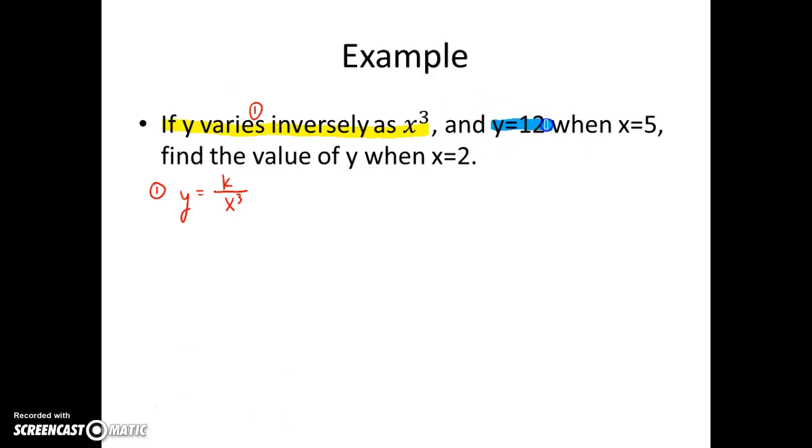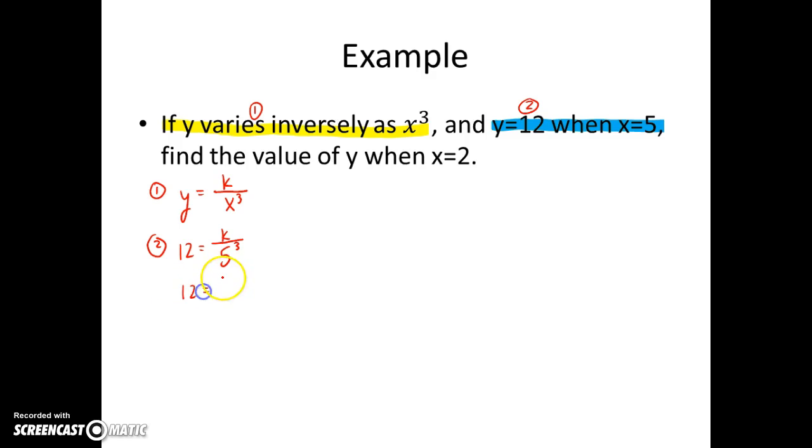Okay, so if y equals 12 when x equals 5. So for step 2, they're always going to give you a pair that goes together. So for step 2, they said y equals 12, so I'm going to substitute that. I do not know k, that's my whole job in step 2. When x equals 5, and don't forget it was x cubed, so 5 cubed. Now I need to be able to solve.